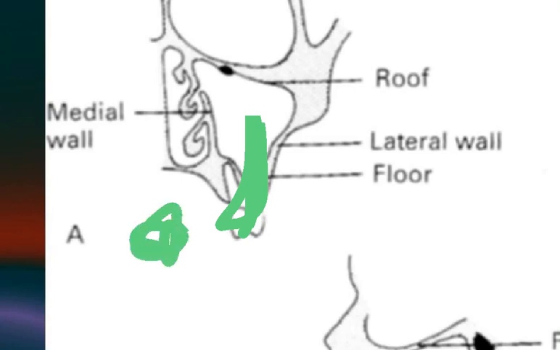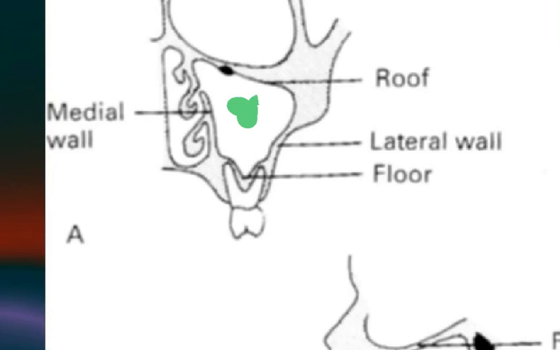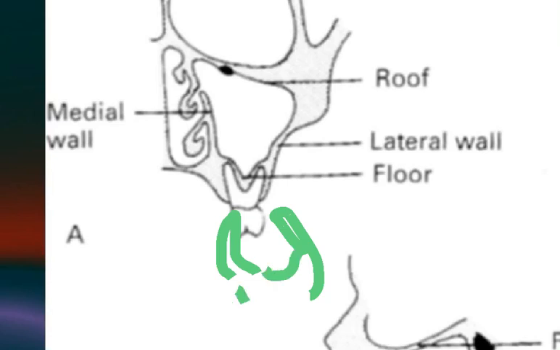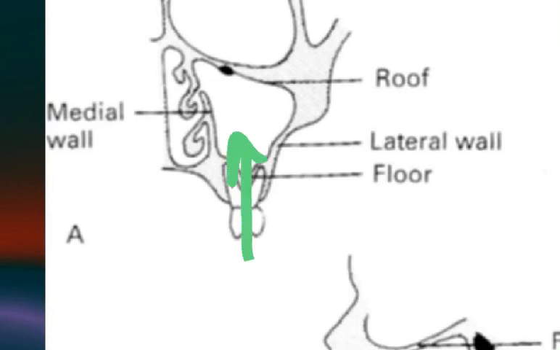Oro from oral cavity, antral refers to maxillary sinus. So oroantral fistula is not good. It's a continuous infection area. This will need a special surgical procedure to correct this problem. So when doing extraction for upper molars, we should be very careful not to use push force, so that we do not lead to perforation of the sinus.